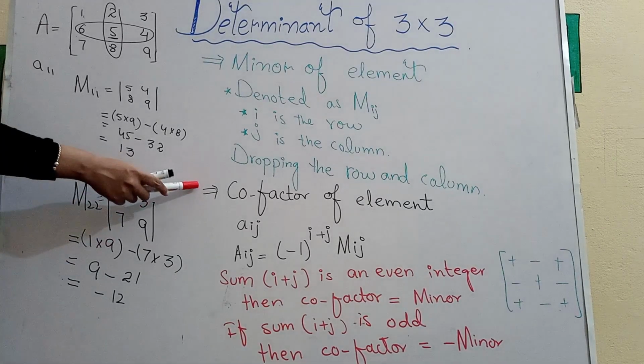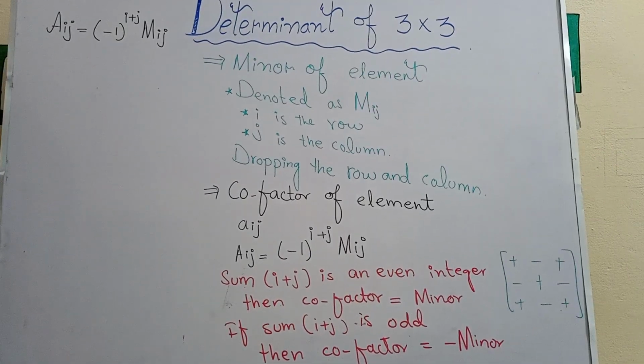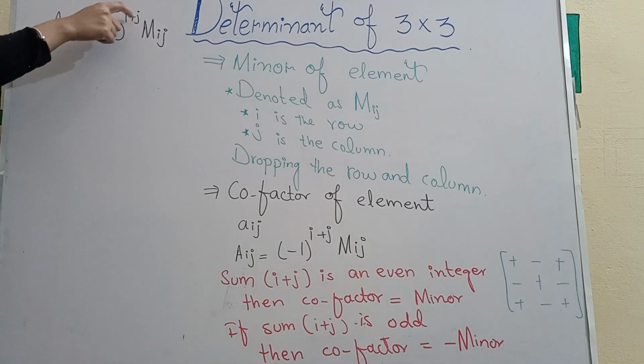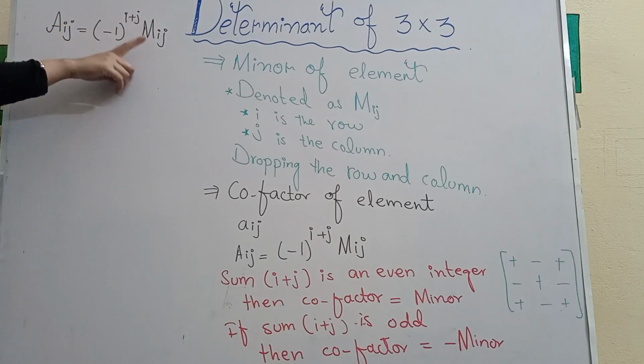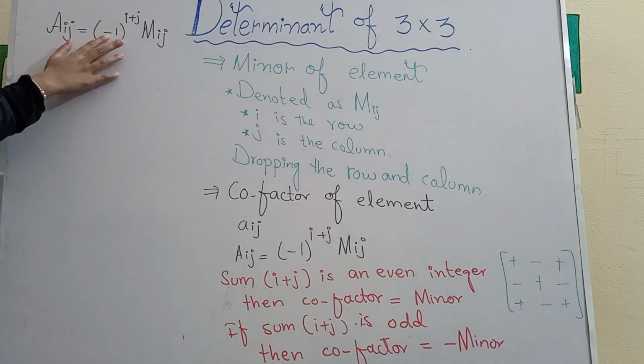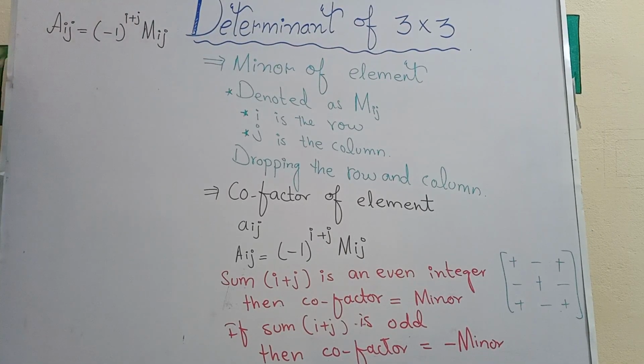Now moving toward the cofactor of an element. When you have to find the cofactor of an element, whatever the element, it is written as the capital A, then the number of row and column, and the formula is -1 to the power of the addition of the row and column, and then the cofactor. So this means we have to take -1, and the power is the sum of the row and column, and then we have to multiply it with the minor of the element.